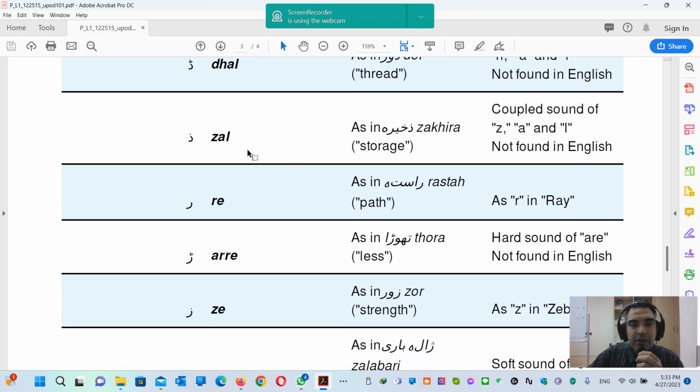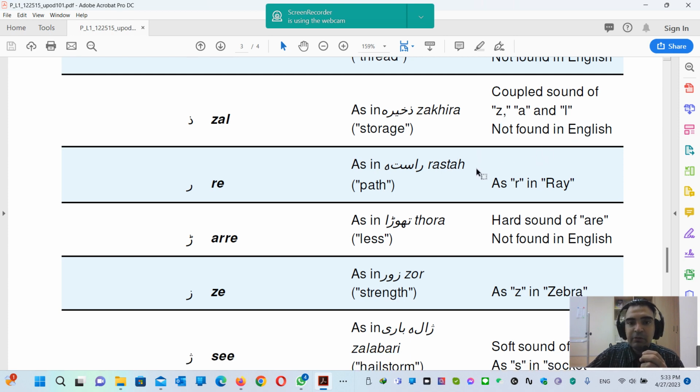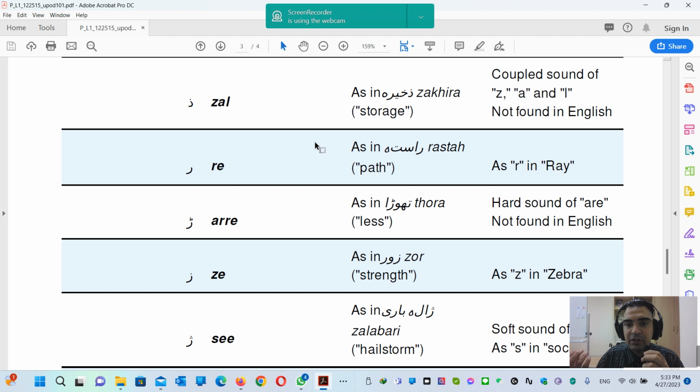And then we have the word zal, as used in the word zakhira. Zakhira is like storage in English. In Urdu we call it zakhira. So the word zal is used as an initial component for the pronunciation of this particular word. To understand its pronunciation, we have to understand the coupled sound of Z, A, and L, which is not found in English as well. So we will have to understand this sound naturally by practicing and listening to it again and again. So the word is zal. Zakhira is an example of the usage of this particular alphabet.